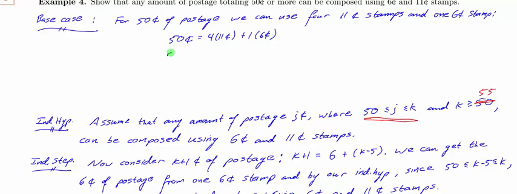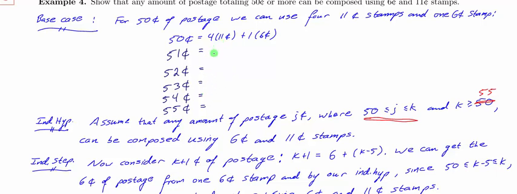So I also need to show that 51 cents worth of postage, 52 cents worth of postage, 53, 54, and 55 cents worth of postage can all be written as a combination of 6-cent and 11-cent stamps. And then the induction process is going to kick in and take care of any amount of postage 56 cents or greater. So all we need to do is just write out the combinations that are going to give us the amounts of postage that we see here.